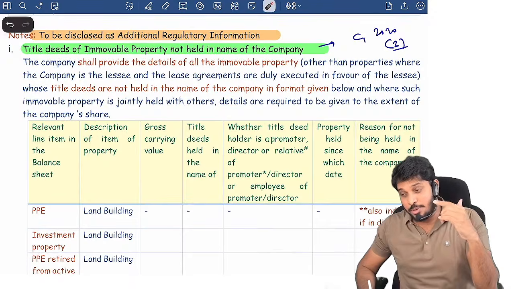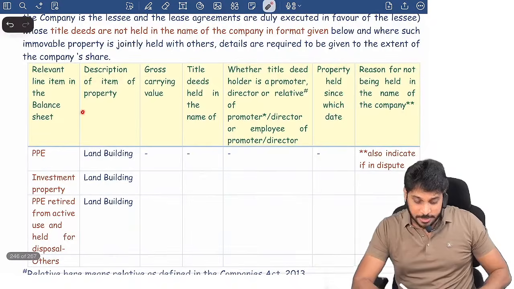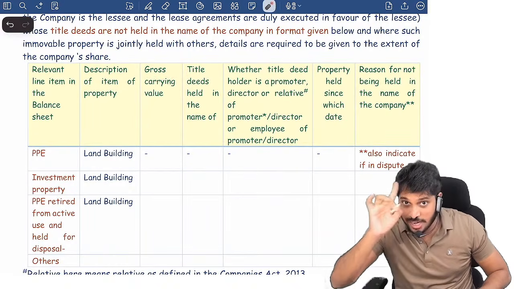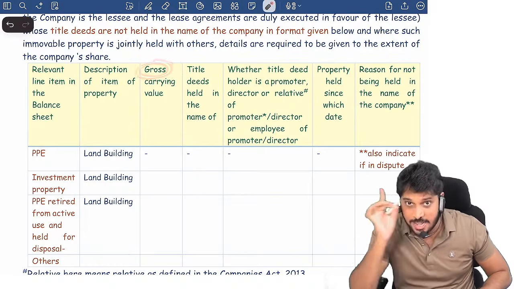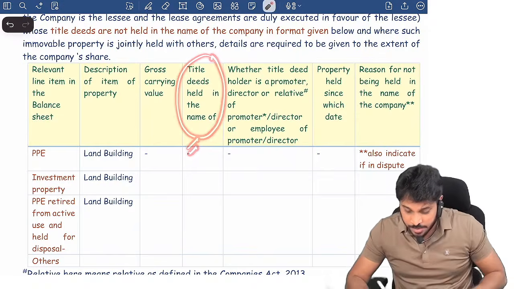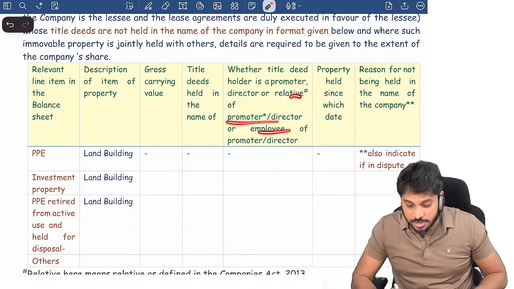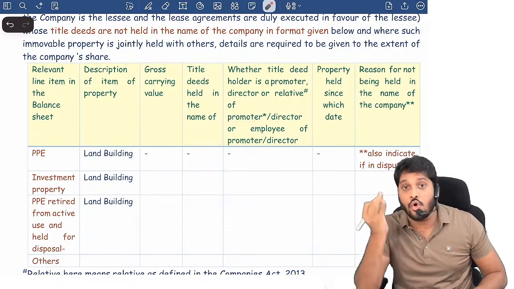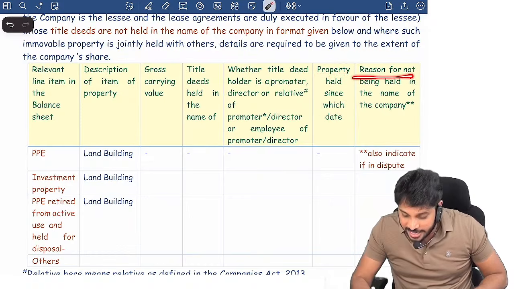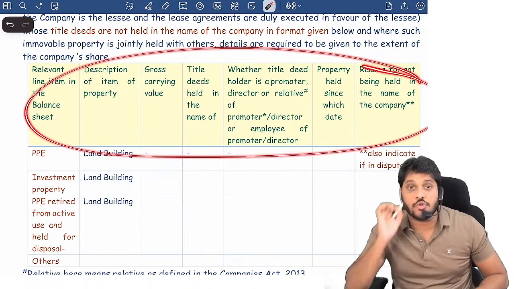If the company's immovable property is not in the name of the company, the auditor has to give details. What details? What is the property? Description. Gross carrying value. Guys, here it is gross, not net carrying value. And in whose name the title deeds are held. Whether he is a promoter, director, relative of the promoter or director, or an employee. Who is he? Property held from which date in their name? Why is it not held in the name of the company? All these details you must give.